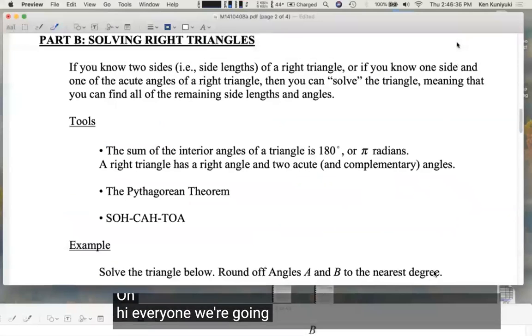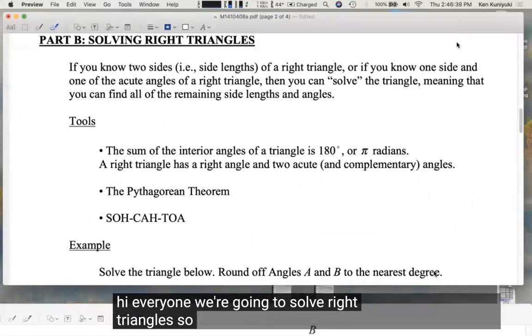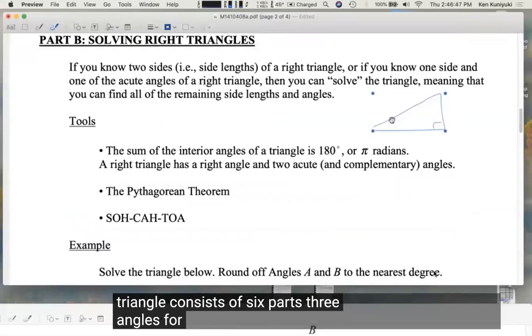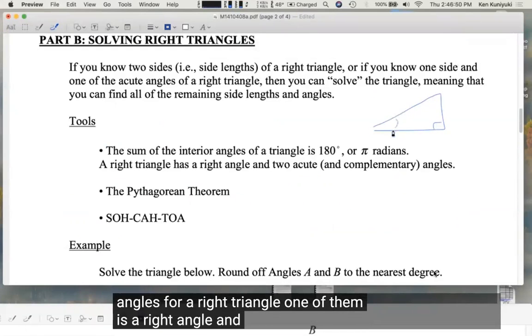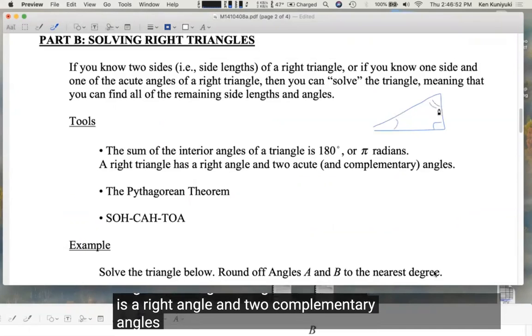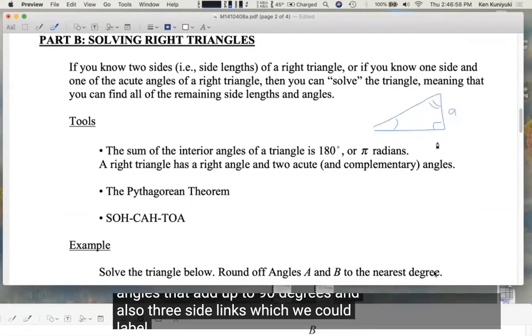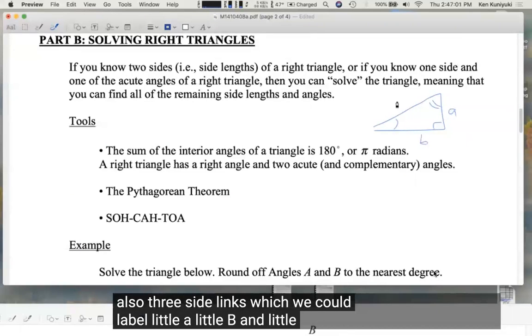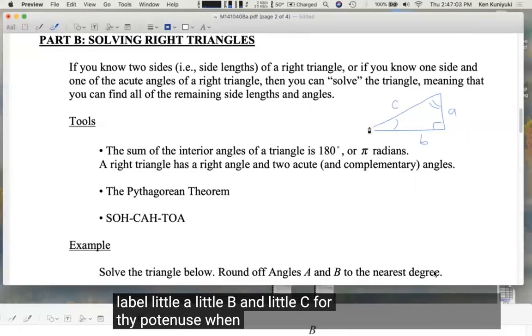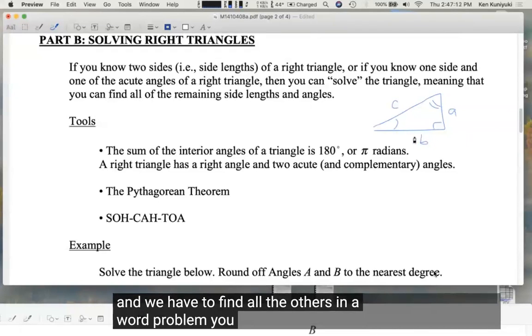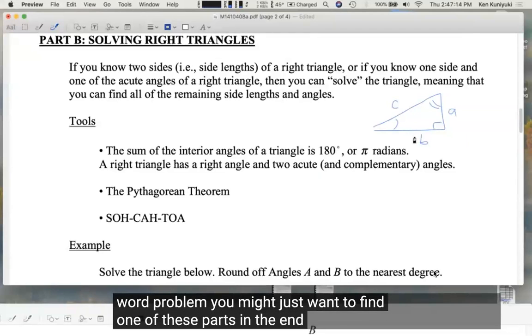Hi, everyone. We're going to solve right triangles. So you could say that a triangle consists of 6 parts, 3 angles. For a right triangle, one of them is a right angle, and 2 complementary angles that add up to 90 degrees. And also 3 side lengths, which we could label little a, little b, and little c for the hypotenuse. When we solve a right triangle, we're given some of these parts, and we have to find all the others. In a word problem, you might just want to find one of these parts in the end.